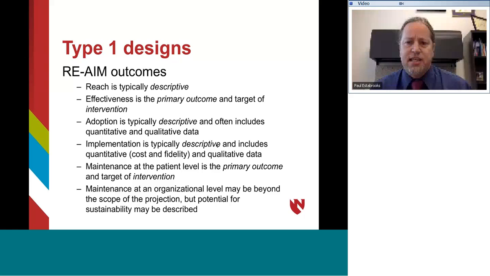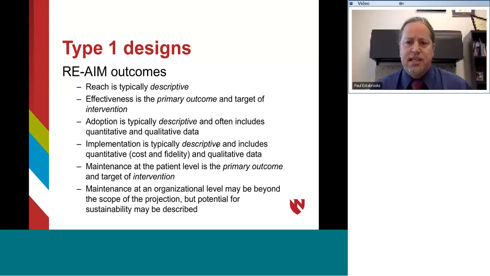And then within a type 1 design, maintenance at the patient level is also usually the primary outcome, and it's usually a distance beyond the end of the active intervention. And it's oftentimes also the target of the intervention in a type 1 design. And then maintenance at the organizational level, typically with these types of designs, is going to be beyond the scope of the project, because what you're really trying to do is understand first and foremost effectiveness, and then get a sense for what might get in the way of implementation.